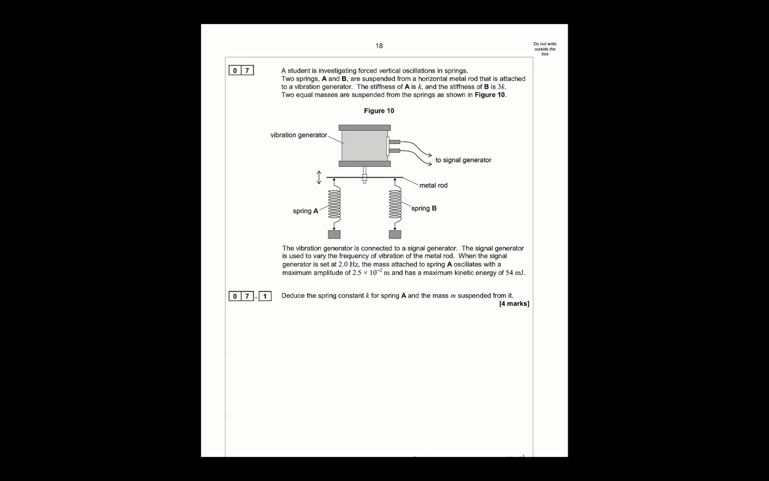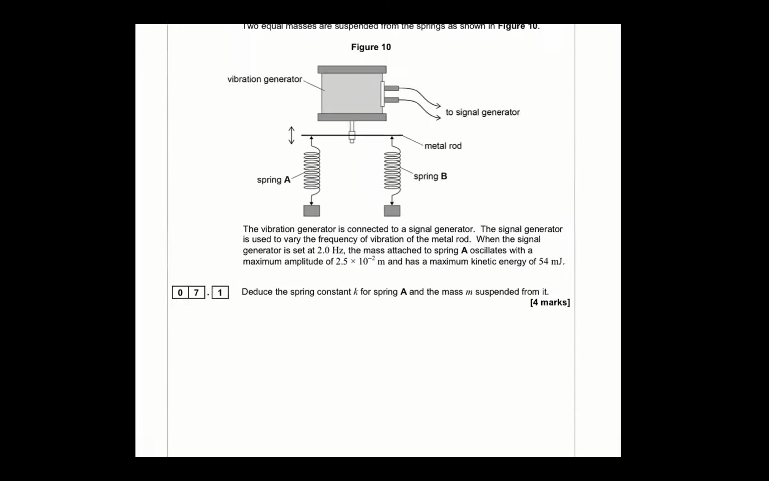Wait, this is question 7 on paper 1 for the 2017 A-level physics from AQA. This is simple harmonic motion, or periodic motion. Actually, it's not technically simple harmonic motion. It is periodic motion, for a spring mass system is what we're looking at here.